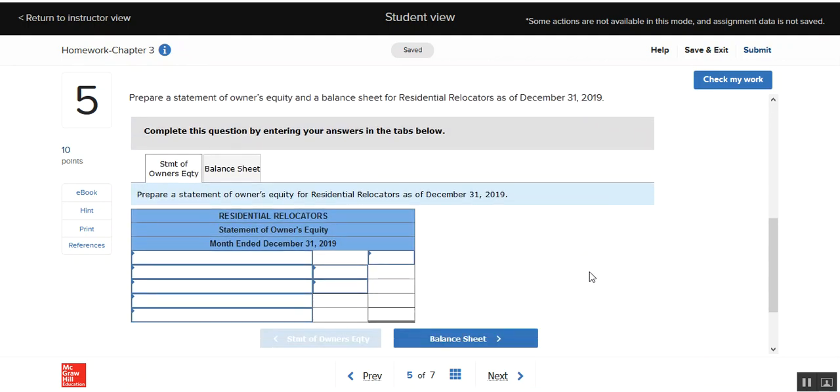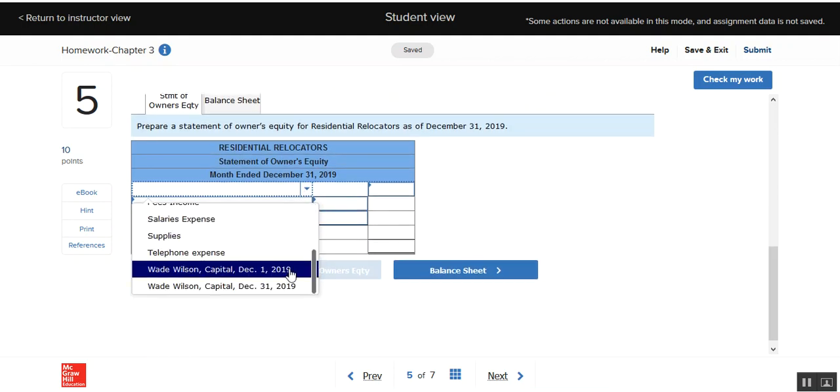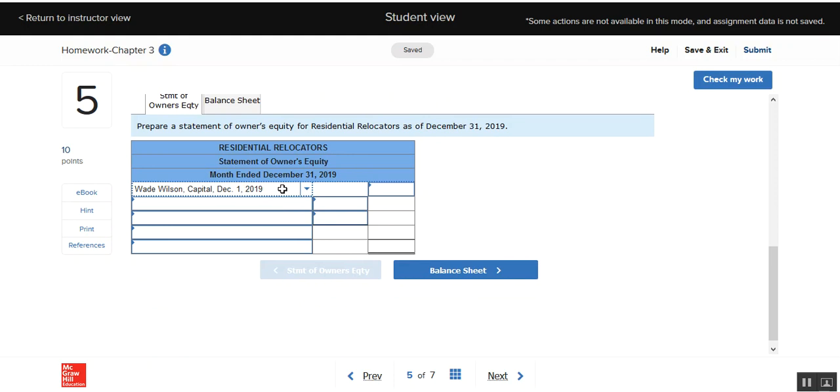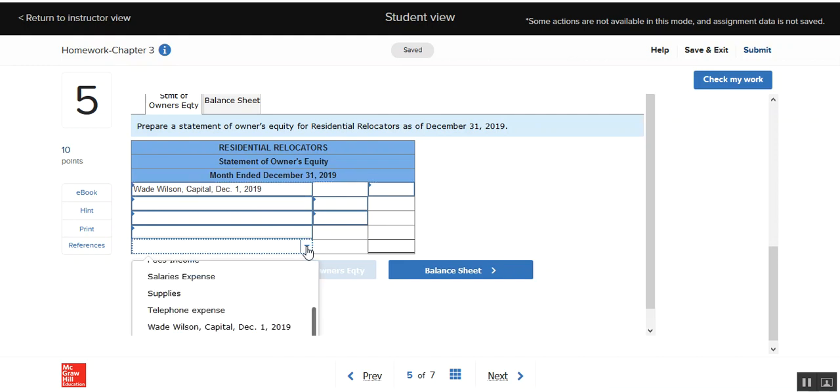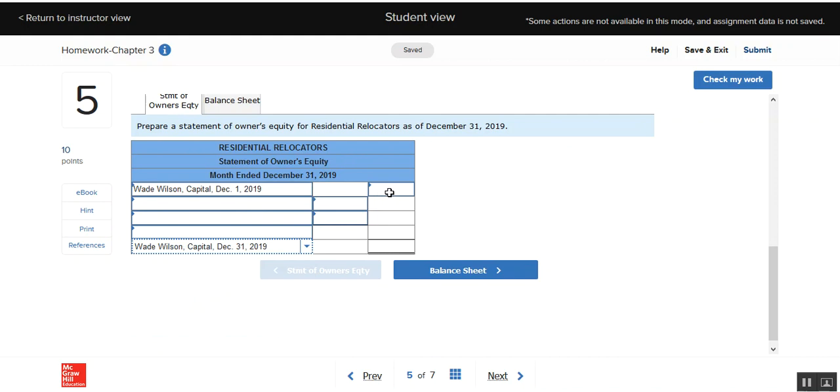Now I'm going to tuck that away for just a minute. We're going to look down here at our statement of owner's equity. So in our statement of owner's equity, we're going to start with the owner's equity at the beginning of the month or the beginning of the period. If this was for a year, we would start with the beginning of the year, but we're just doing a month. And we're going to show in this statement everything that happens to Wade Wilson's capital for the month to show how we end up with the ending capital balance. So we're going to start with the beginning amount, and then we're going to show what changed that amount and come up with a new balance.